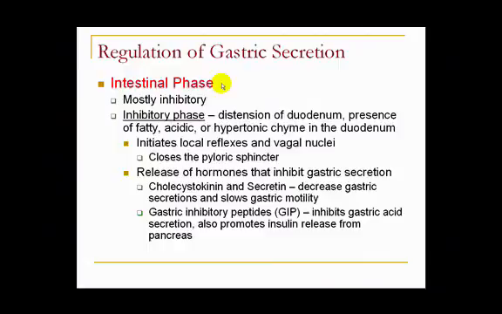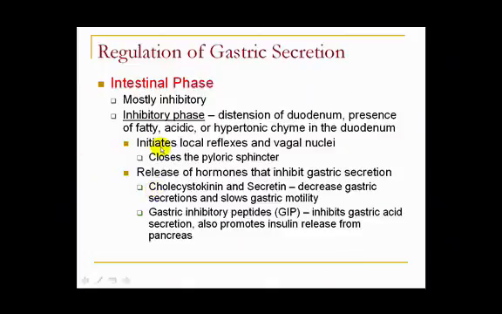So what it does is when the chyme gets into the intestines, into the duodenum, the first part, it will try to slow down the gastric secretions from the stomach. What triggers this inhibitory phase is distension of the duodenum, just the chyme filling into the duodenum causes distension, and then the presence of fatty, acidic, or hypertonic chyme. It's acidic because it's coming from the stomach, fatty because you haven't even started fat chemical digestion yet. Hypertonic refers to the number of solutes in the chyme. Well, you haven't had any absorption happen yet, so the chyme's pretty hypertonic, a large amount of solutes.